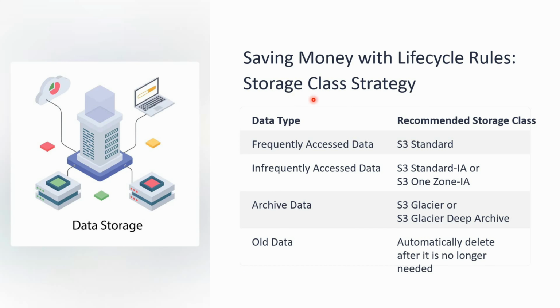Now we will see the storage class strategy for saving money with lifecycle rules. For frequently accessed data, we have to use S3 Standard storage. For infrequently accessed data, we have to use S3 Standard IA or S3 One Zone IA storage. For archive data, we have to use S3 Glacier or S3 Glacier Deep Archive storage. For old data, automatically delete it after it is no longer needed.